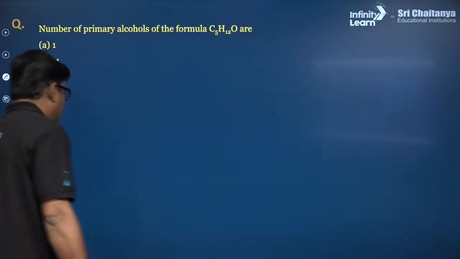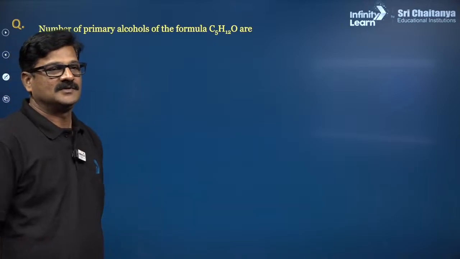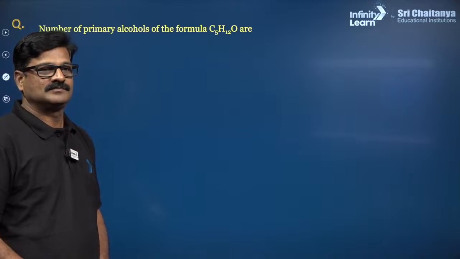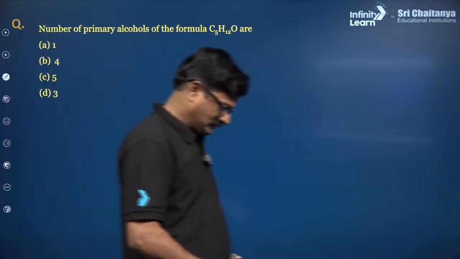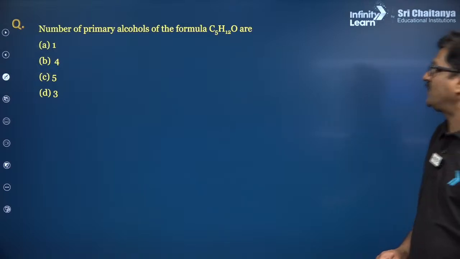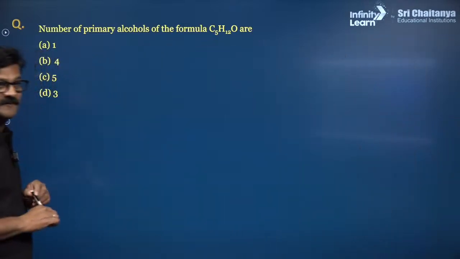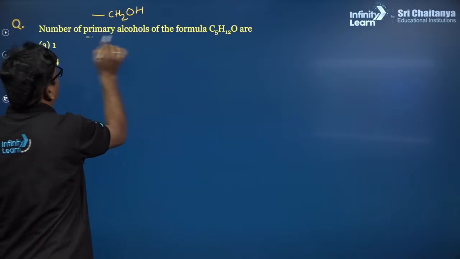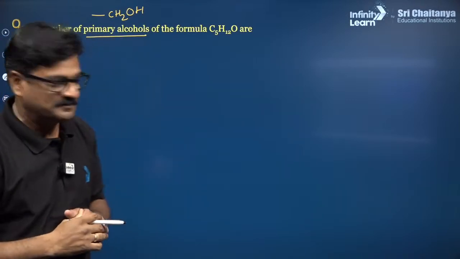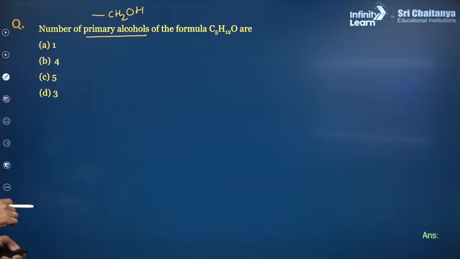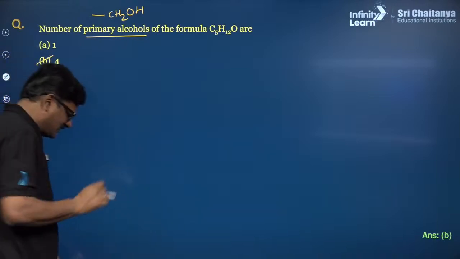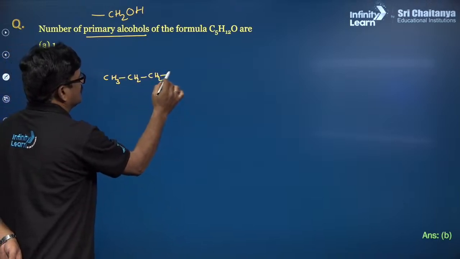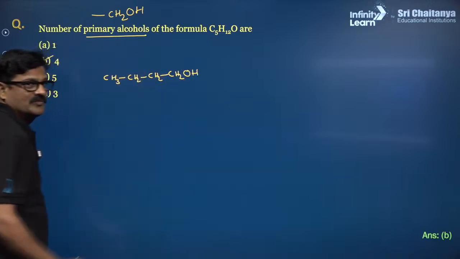Number of primary alcohols with the formula C5H12O. How many primary alcohols will you get? What is the meaning of primary alcohol? This structure should come as a primary alcohol. Now it is going to be how many? 4. Let me write it. CH3, CH2, CH2, CH2, OH. That is the primary alcohol.